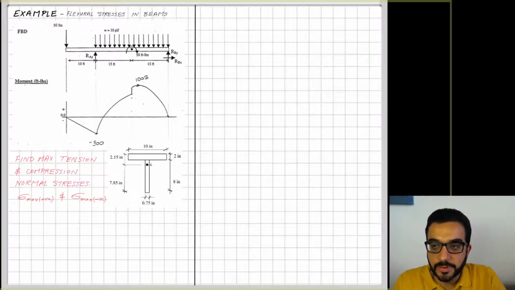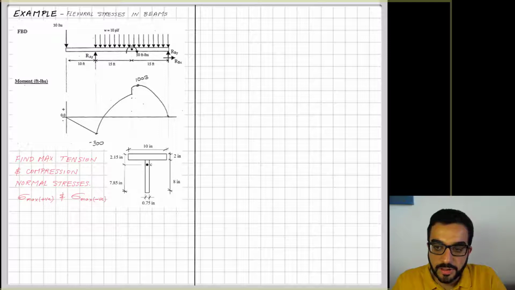It's supported at A and B. It has a cantilever part from A to the left side of it, and then there's a distributed load. There is a point force load, 30 pounds, at the tip of the cantilever, and there is a point moment load, 50 foot-pounds, in the middle of the simply supported span of the beam.